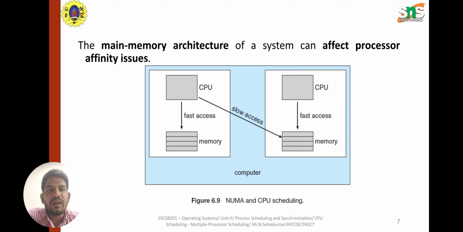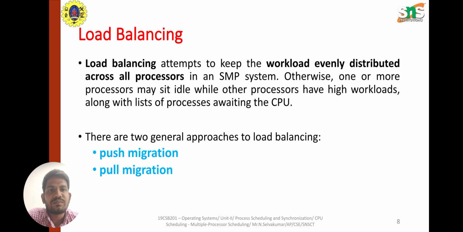The main memory architecture of a system can affect processor affinity issues. When we have NUMA in CPU scheduling, we have two different access times: a CPU has fast access to some memory and slow access to other memory. If one CPU requests memory attached to another CPU, it is a slow access, while a CPU accessing its own local memory gets a fast access.